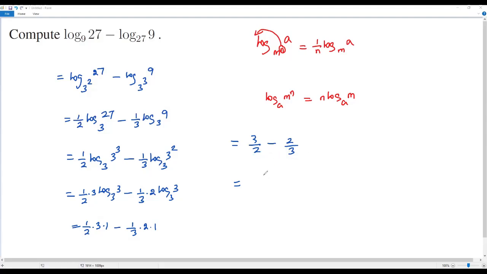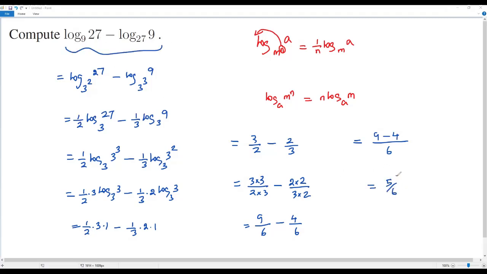That is, we have to make each denominator 6, which is the least common multiple of 2 and 3. Okay, to make this denominator 6, let's multiply both numerator and denominator of this fraction by 3. That is 3 times 3 divided by 2 times 3, minus. To make this denominator 6, we have to multiply both numerator and denominator by 2. 2 times 2 divided by 3 times 2. Here 3 times 3 is 9 and 2 times 3 is 6, and minus, 2 times 2 is 4, 3 times 2 is 6. Okay, now I got the same denominator for both the fractions, that is 6. Now we can take this 6 as a common denominator. Then we have to subtract the numerators, that is 9 minus 4. 9 minus 4 is 5, that is I am getting 5 over 6. Therefore, the value of the given logarithmic expression is 5 over 6.